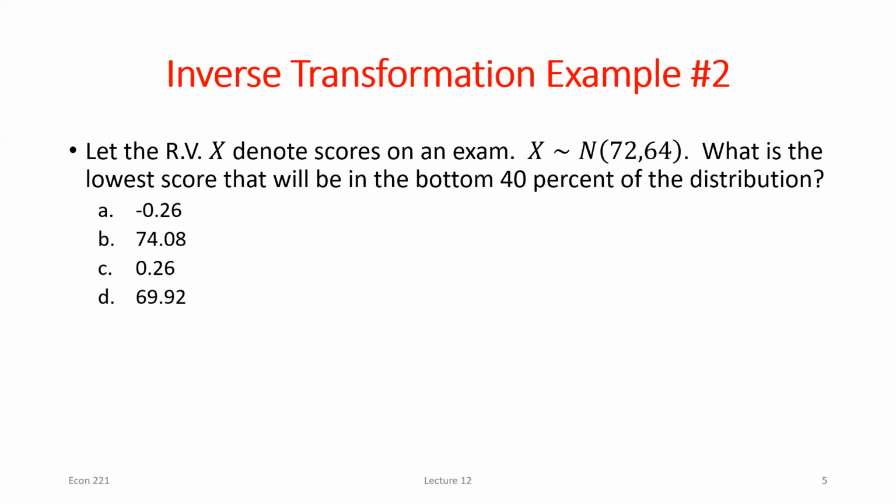I know that I want to find the test score that gives me an area of 0.4 in that left tail. Why did I know that that cutoff score that I'm looking for has to be below the mean?